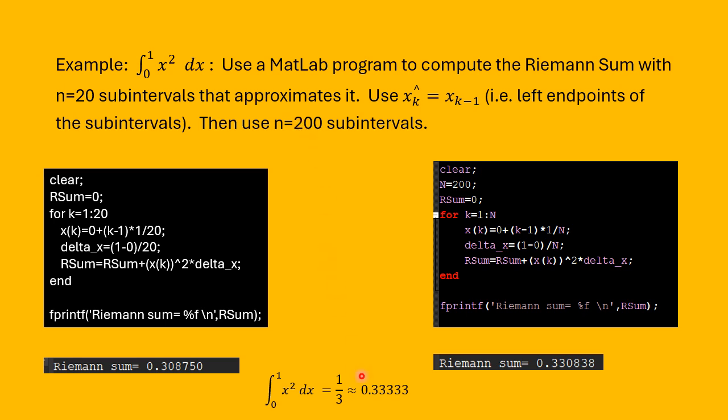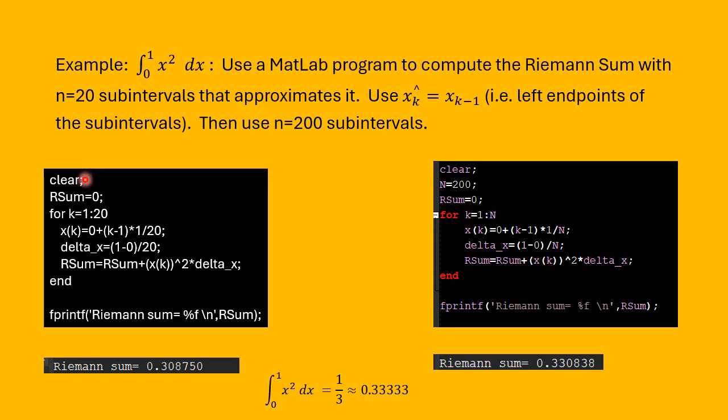Now, from Calculus 1, you hopefully already know that the integral from 0 to 1 of x squared dx, by the fundamental theorem of calculus, is going to be the antiderivative of this, which is 1/3 x cubed, evaluated at 0 and 1 and subtracted. And when you do that, you'll get that this integral is equal to 1/3, which as a decimal number is about 0.33333. So let's see what happens in MATLAB.